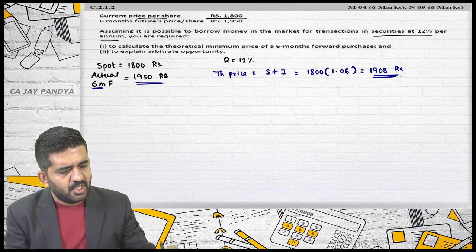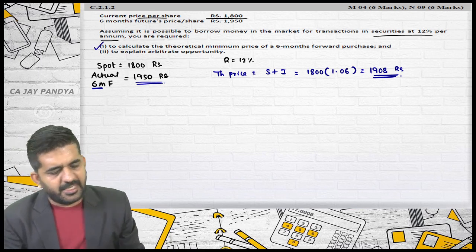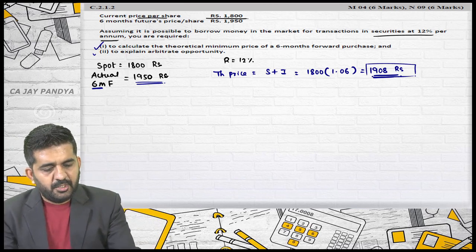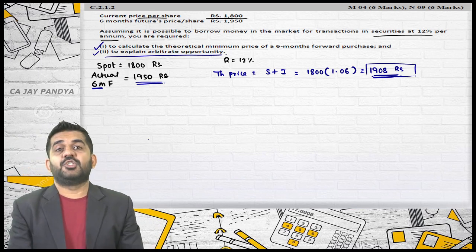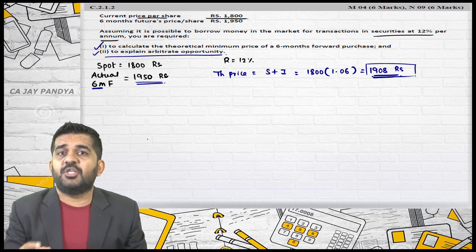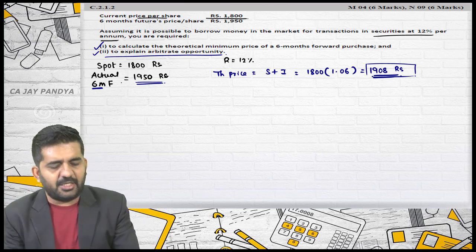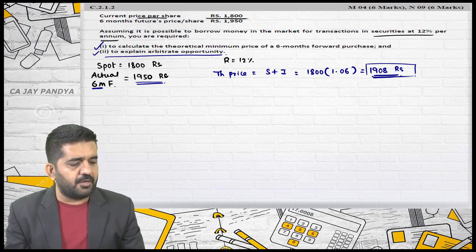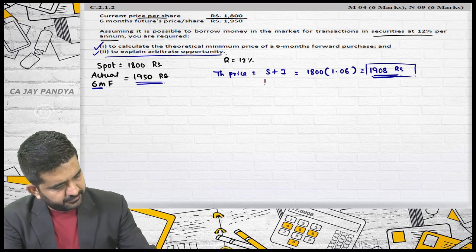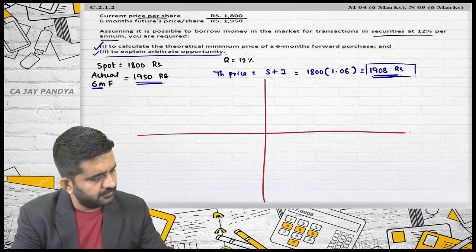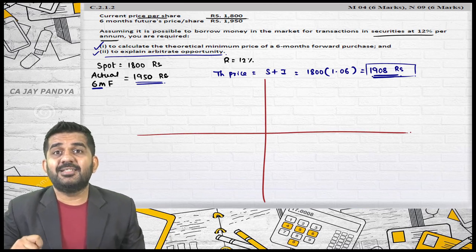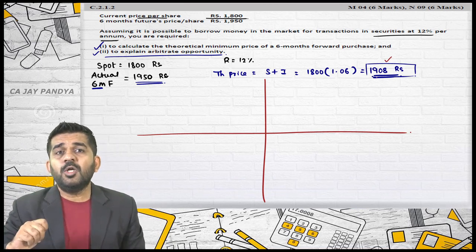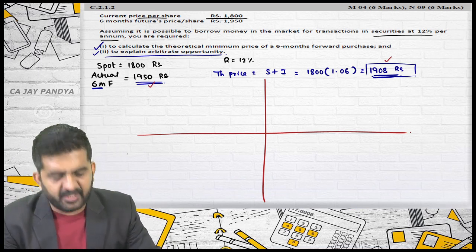Alright, let us understand what they are telling us in the second question. First, calculate the theoretical minimum price of the forward. Number 2, explain the arbitrage opportunity. First, is there any arbitrage opportunity? The answer is yes, because the theoretical price and actual price are not the same. I will explain the process of arbitrage. Please try to concentrate. What is the theoretical price of forward? 1908. What is the actual price of the forward? 1950.